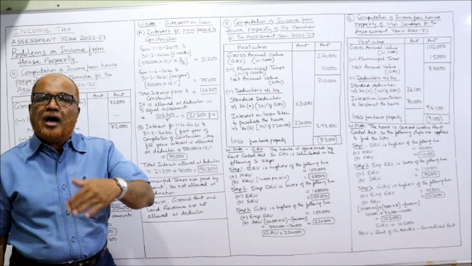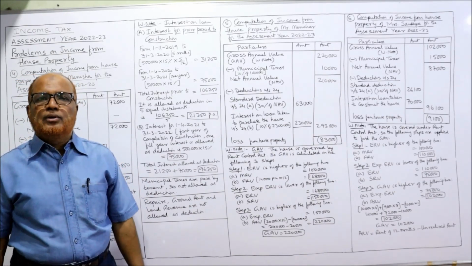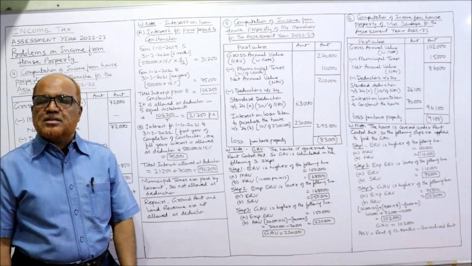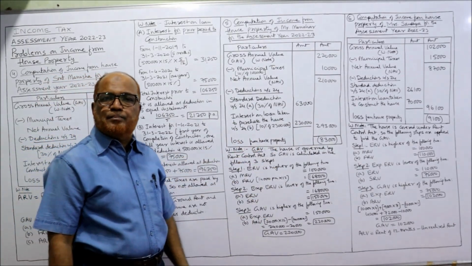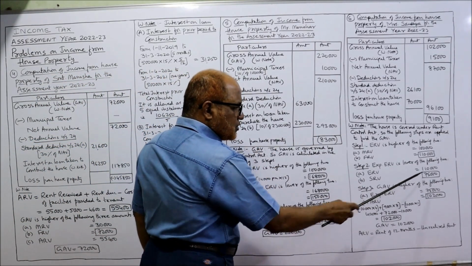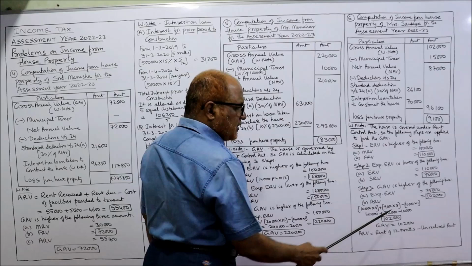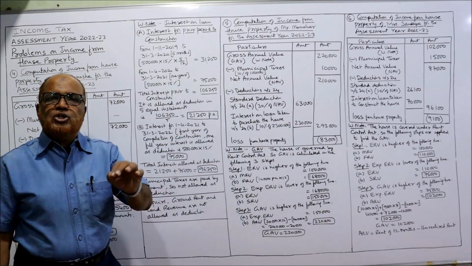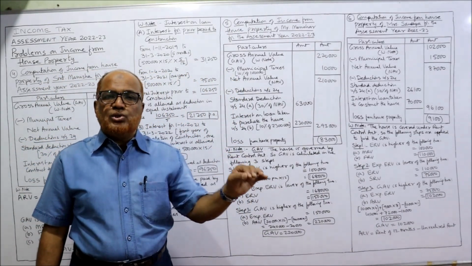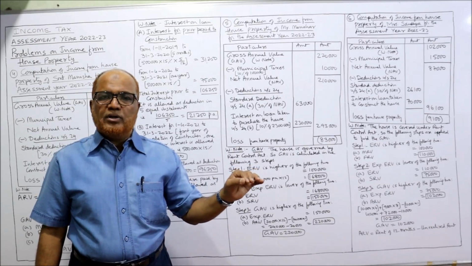GAV is higher of the following 2. First one, expected ERV, which we got in the second step. Second step we got 75,000. The expected ERV 75,000. ARV, actual rental value. Here you concentrate. It's a difficult point.